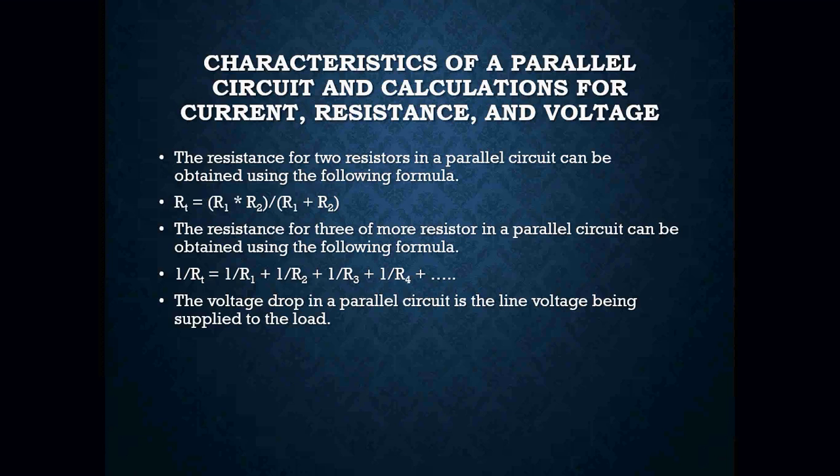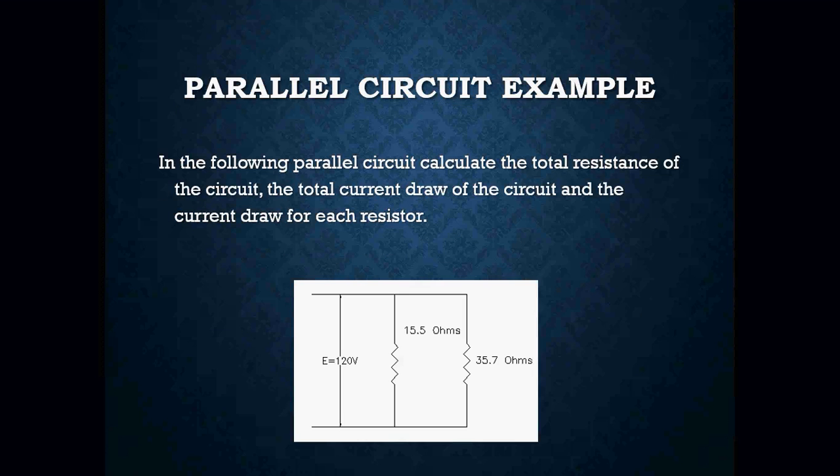Okay, if the circuit has three or more loads in parallel, you are going to use the formula 1 divided by R1 plus 1 divided by R2 plus 1 divided by R3, and so on, which equals 1 divided by R total. Okay, the voltage drop in a parallel circuit is the line voltage being supplied to that load.